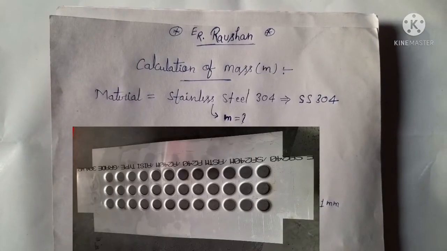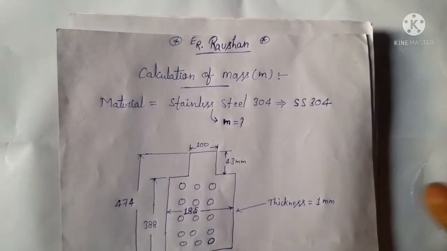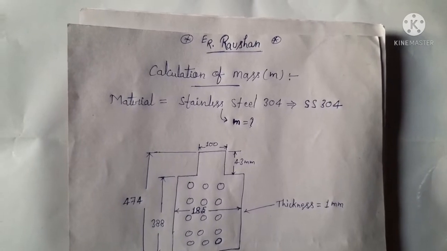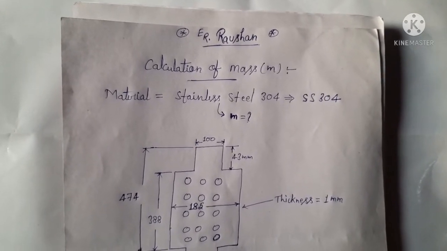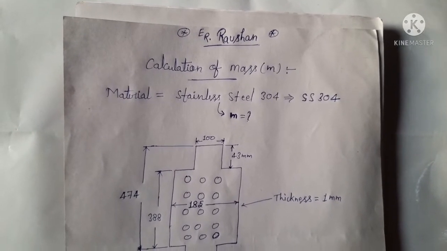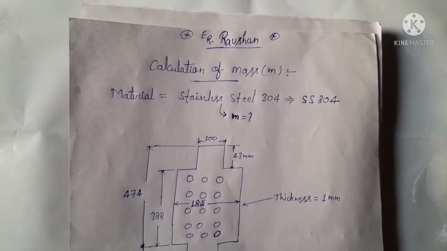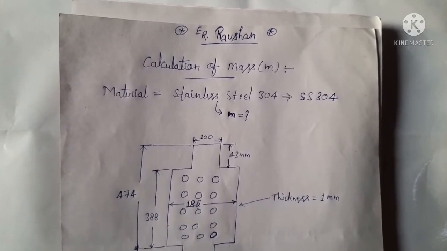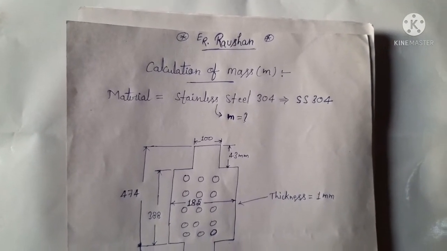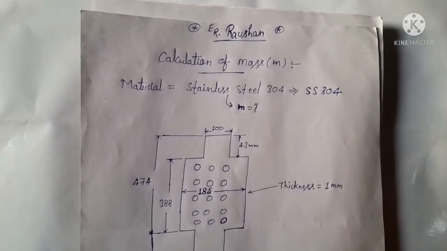Hi friends, today we're talking about how you can calculate the mass, that is m, of any type of material. You only need to know the grade of the material, that is SS or MS, meaning stainless steel or mild steel. If you know the grade or type of material, and you see it physically or in a drawing, you can calculate its mass.